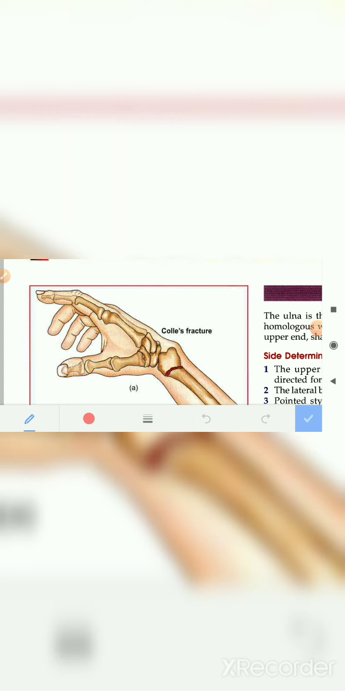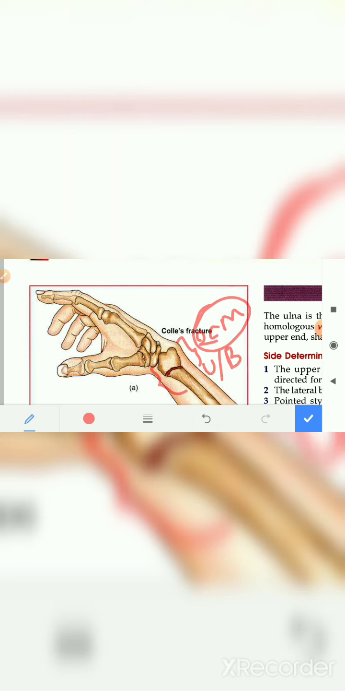Now come to the clinical anatomy. The commonest site for fracture of the radius is within 2 cm of the distal end or lower end of the radius. That means the radius easily gets fractured within 2 cm from the lower end. That means in this area. Okay. This fracture easily occurs when we fall on an outstretched hand. So what will be the condition? When this fracture occurs, the fractured part is displaced upward and backward.